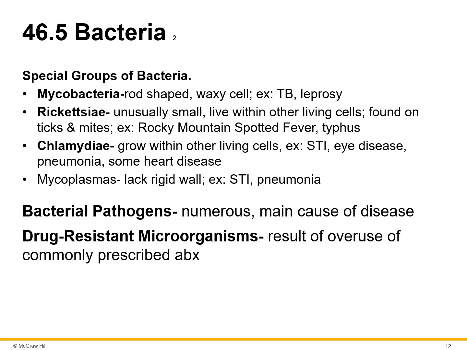There are some special groups of bacteria that don't behave as most do. For example, TB and leprosy have that rod shaped waxy cell that would require an acid fast stain. Rickettsia, which is rickets, these live on other living cells. They're found in ticks and mites. So they will cause Rocky Mountain spotted fever, which is a rash that will be all over your body, including your palms and the soles of your feet. Chlamydia, which grows on other living cells as well. It's actually an STI. It can cause eye disease, pneumonia, and some heart diseases. And then mycoplasmas. These don't have a rigid wall, so some STIs and pneumonia fall in that area.